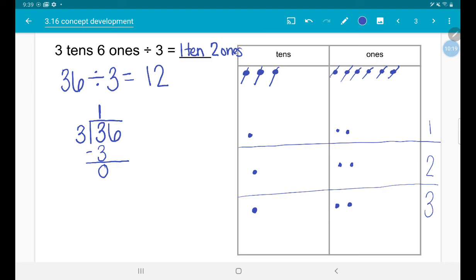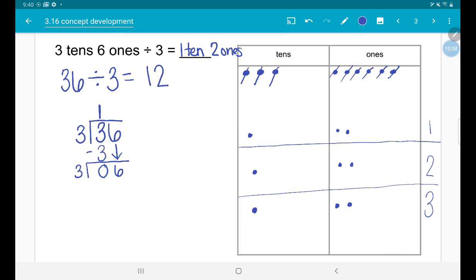Alright, so now here's the next part. I've taken care of my 10s. I don't have any 10s left. So now I'm ready to divide my ones. I'm going to go to that ones place value, draw a little arrow, and bring that 6 down with my 0. I can even draw another little division symbol to show that now I need to divide 6 into 3 groups.